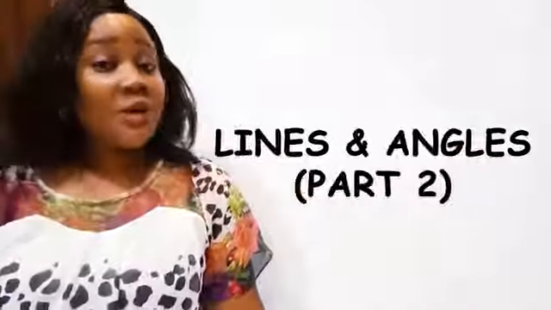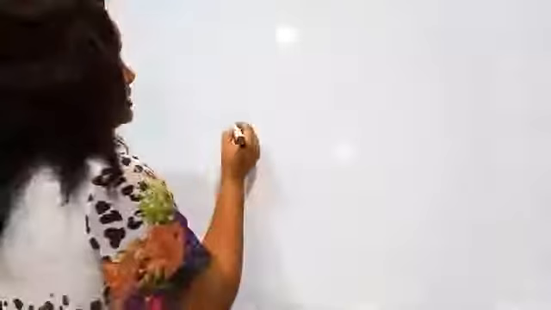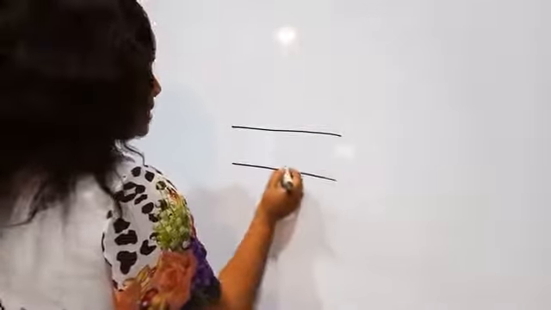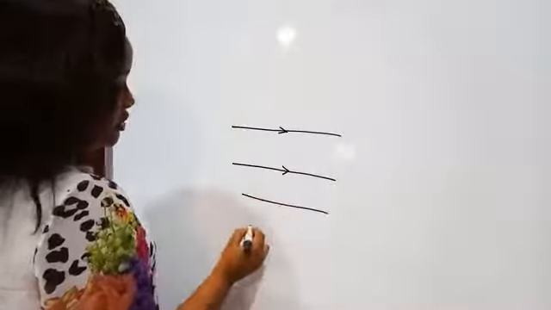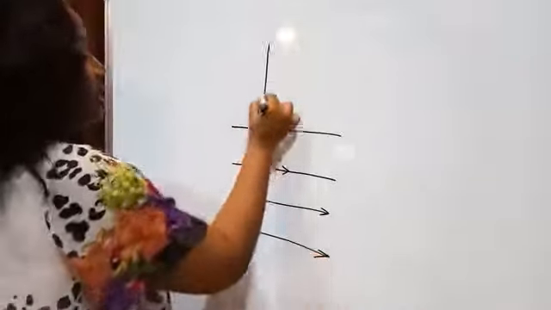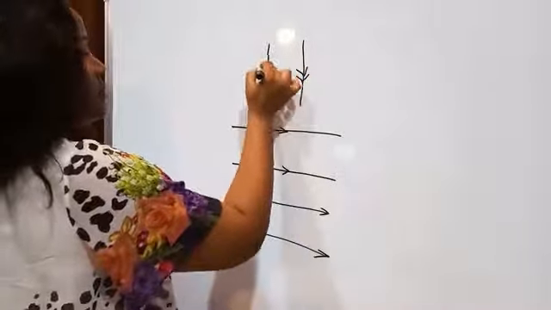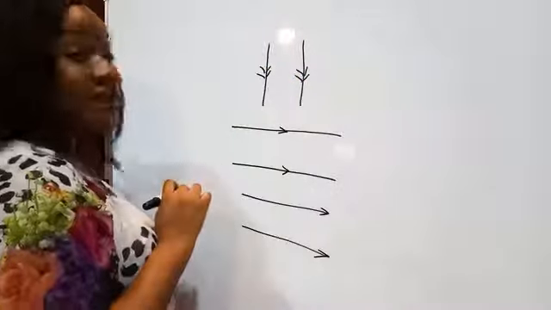In the previous video, we talked about lines and angles. Now, in this video, we'll be going further on that. Now, we'll be talking about parallel lines. Parallel lines are those lines that never ever meet. And it can be signified like this. It can be something like this. It can be shown like this. It can be something like this. And parallel lines are really, really important in real life.